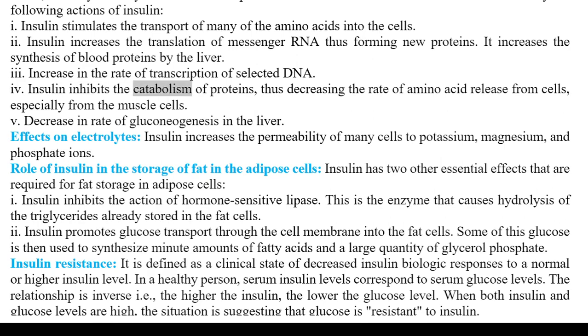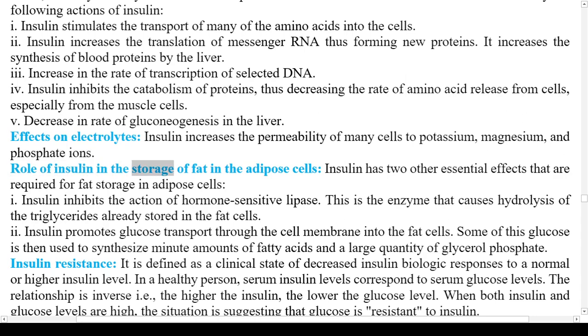Insulin inhibits the catabolism of proteins, thus decreasing the rate of amino acid release from cells, especially from the muscle cells. There is a decrease in the rate of gluconeogenesis in the liver. Effects on electrolytes: insulin increases the permeability of many cells to potassium, magnesium, and phosphate ions.